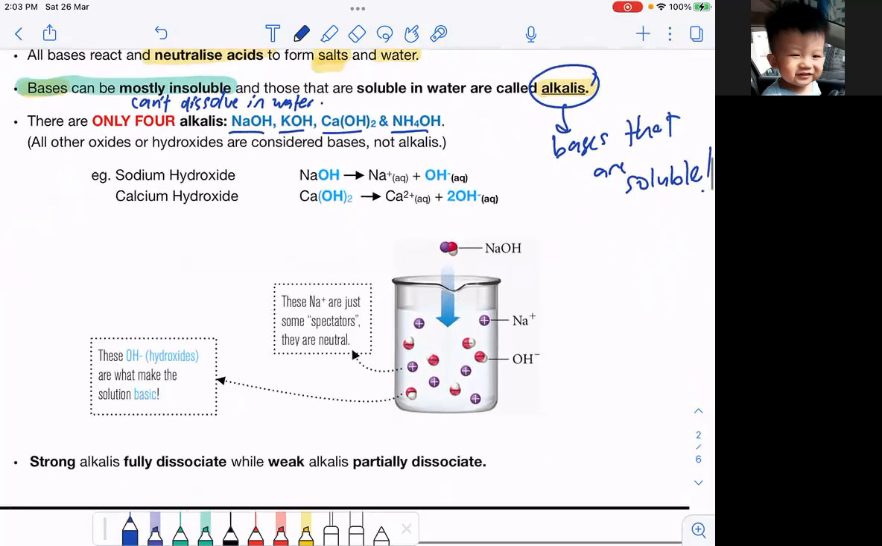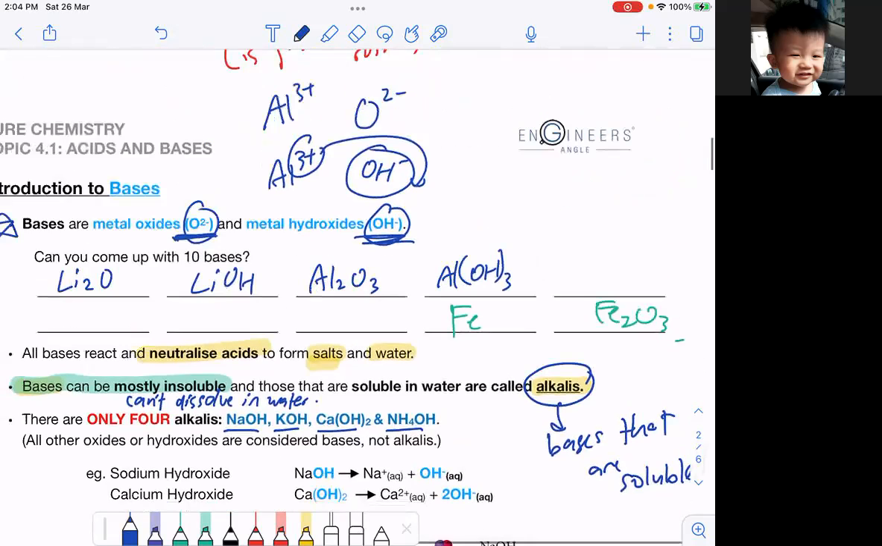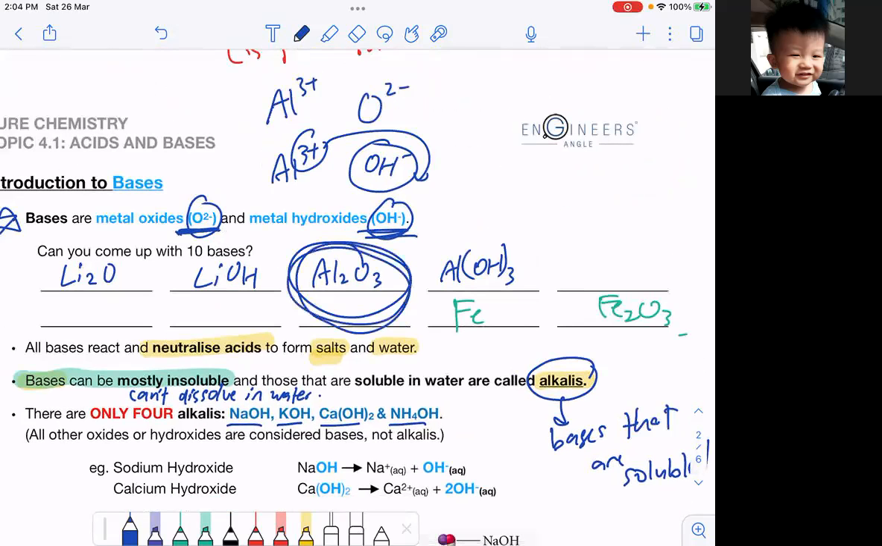Okay? Everything else, we cannot call it alkaline. Alkaline is a special term. It's a term of prestige. It's very difficult to get alkaline. If I show you this guy, would you consider him alkaline? Probably not. But you can test. How do you test? Throw into some water and stir. Probably aluminum oxide will remain as aluminum oxide.